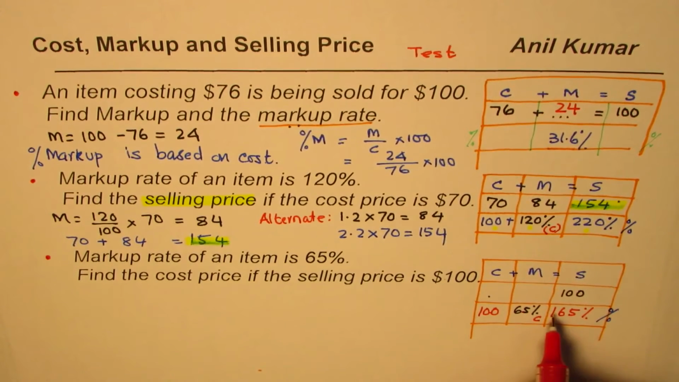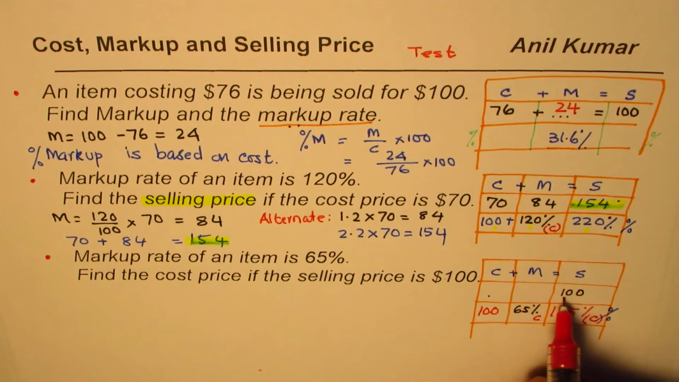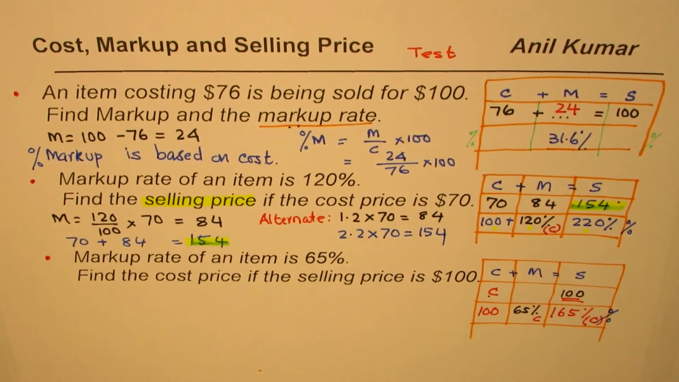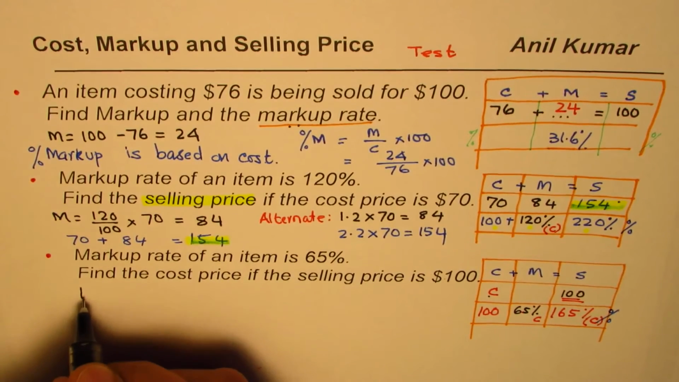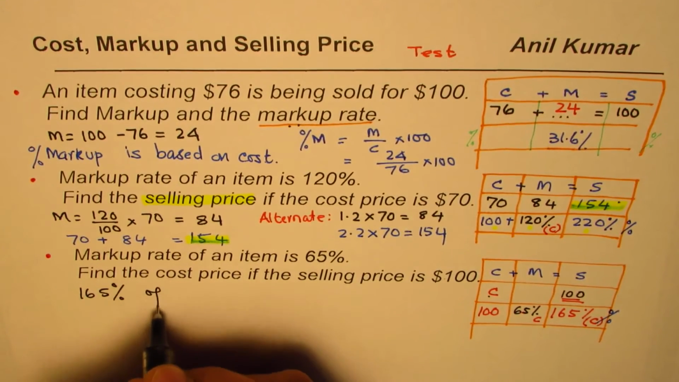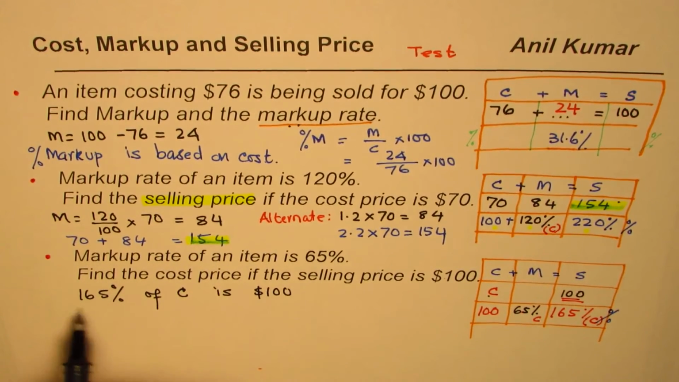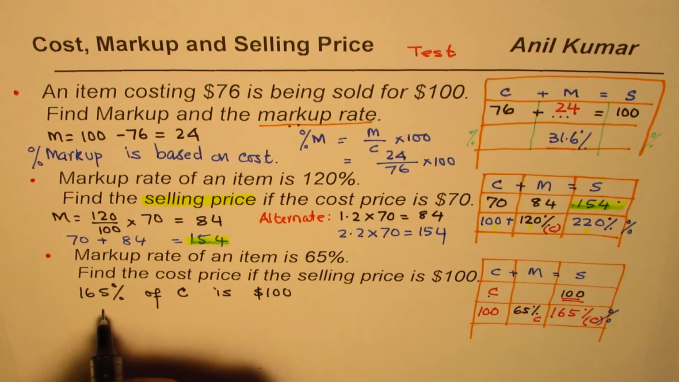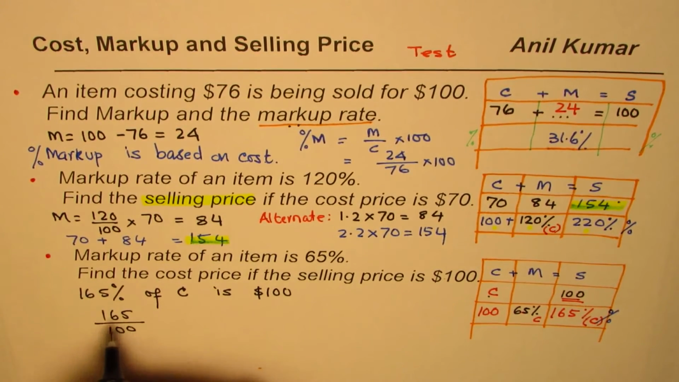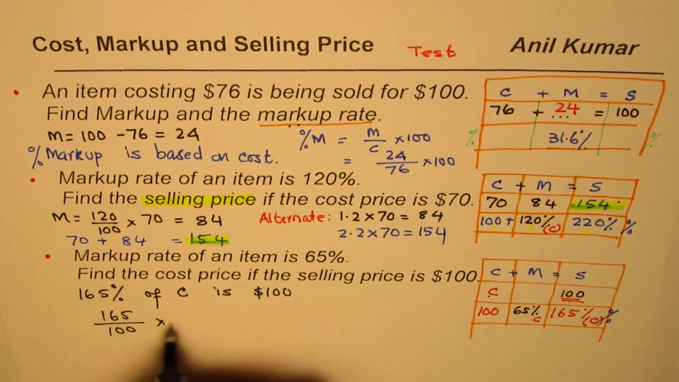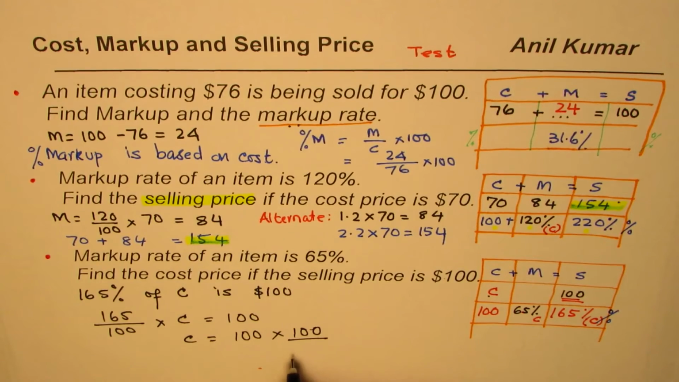So we know 165% of the cost price is 100. If this is C, what do we know? We know 165% of cost is $100. This is what we know. So we can find what C is. Let's rearrange. 165 over 100. You could write 1.65 also. Of means times, C is $100. So from here C is 100 times 100 over 165. Correct? So let's find this amount, right?